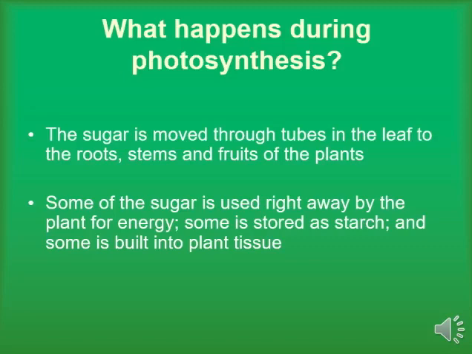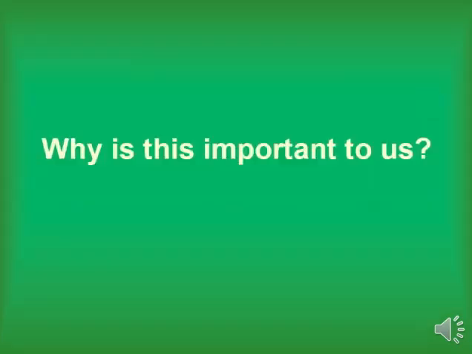What happens during photosynthesis? The sugars move through tubes in the leaf to the roots, stems, and fruits of the plants. Some of the sugar is used right away by the plant for energy. Some is stored as starch, and some is built into plant tissue. Why is this important to us?